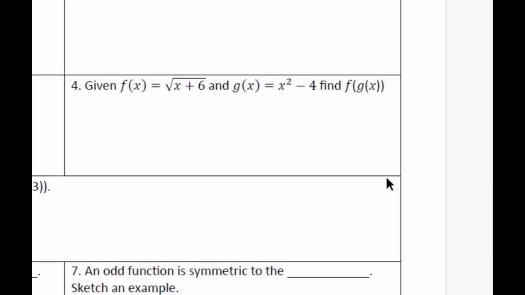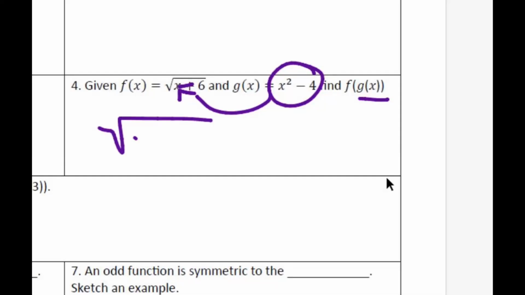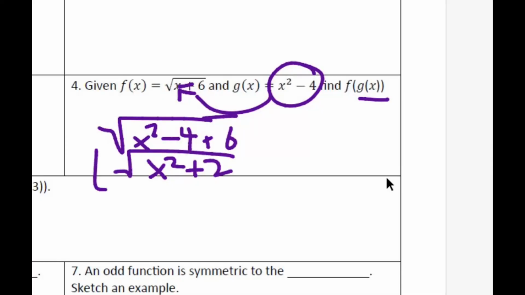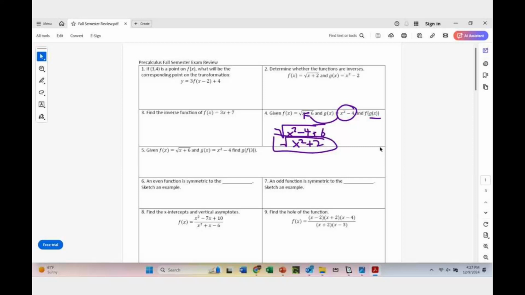Okay, here we're asked to find f of g of x on number 4. So the inside function is going to be plugged into the outside function. So I'm going to take all of this, and I'm going to plug that in everywhere I see an x. So this will be the square root of x squared minus 4 for my x plus 6. And that's going to simplify to x squared plus 2 all over the square root. I can't do anything with that, so I'm done.